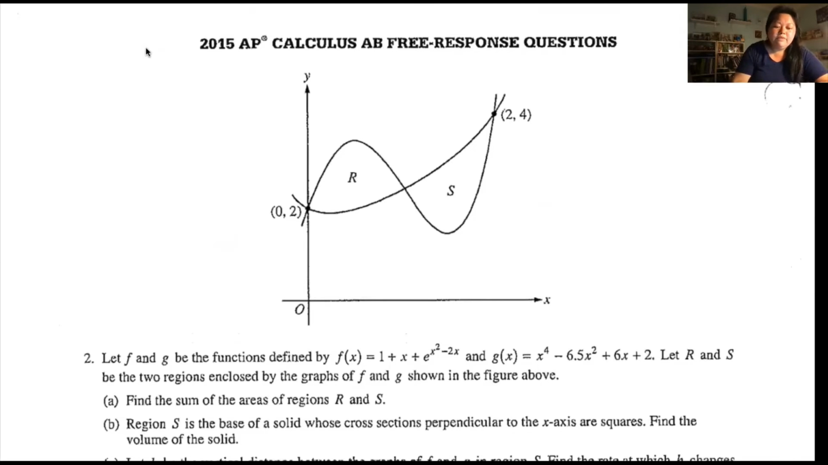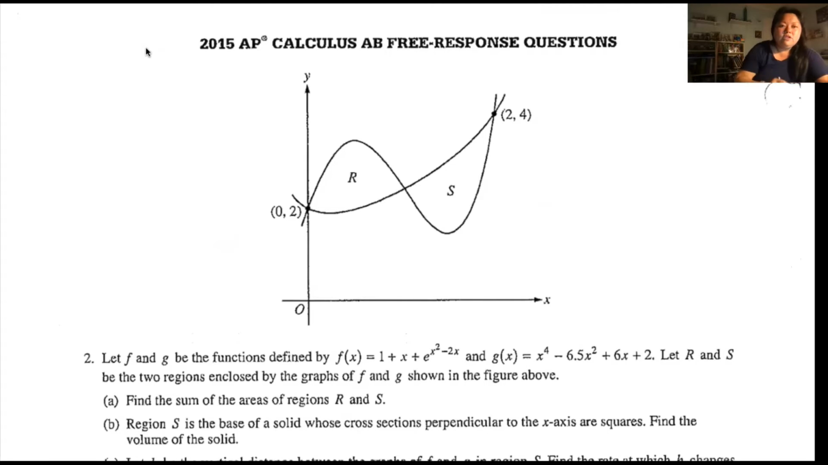Okay, so this is 2015 FRQ number 2, still in the calculator section. And again, you can probably tell from the graph here, we are dealing with either area and volume or area or volume, right? So that's the beauty of it. All right, so let's take a quick look at this problem.